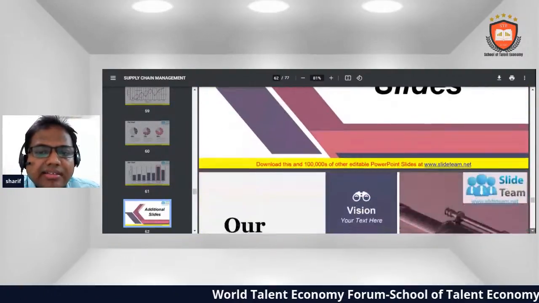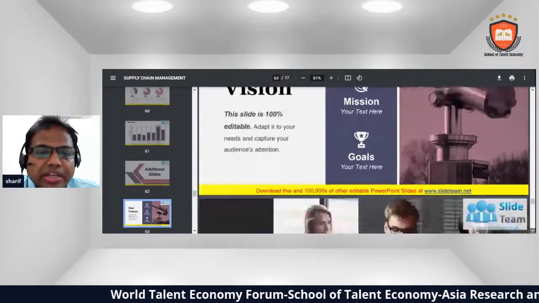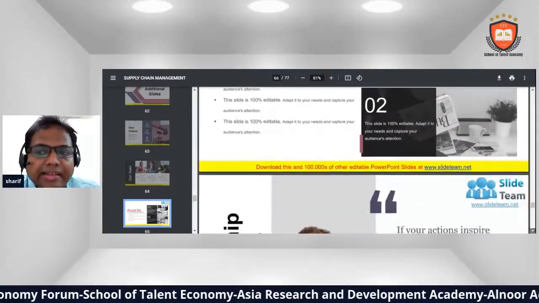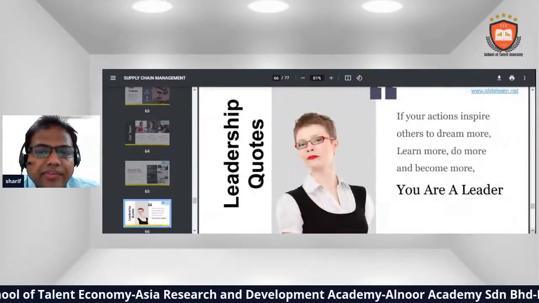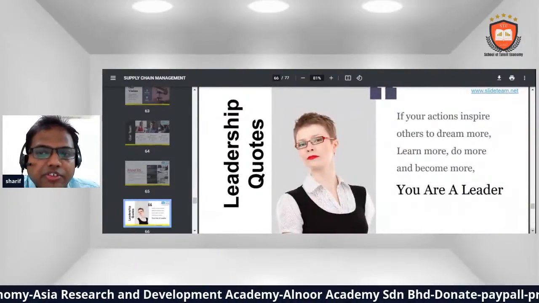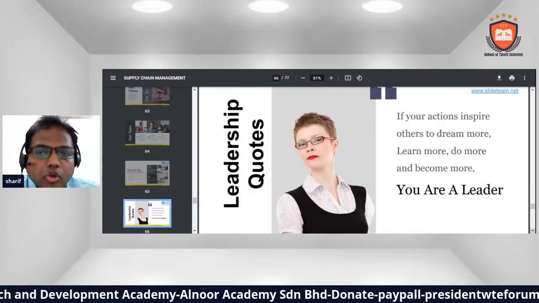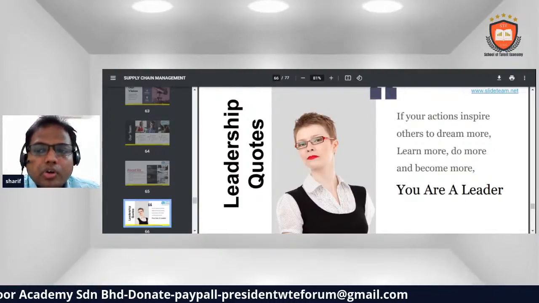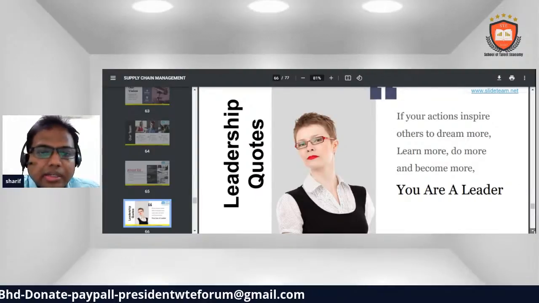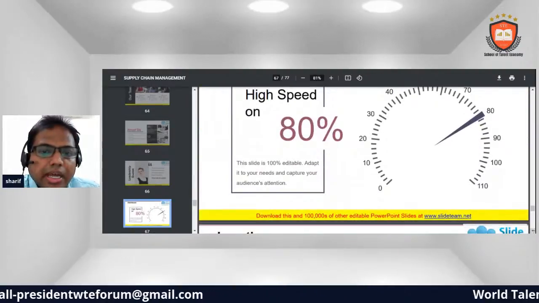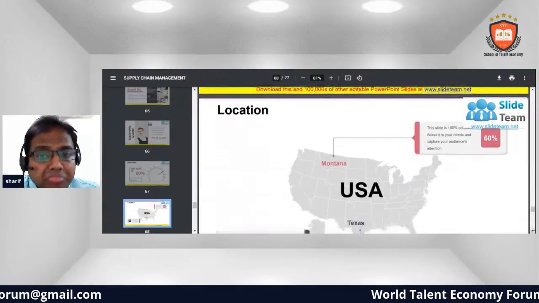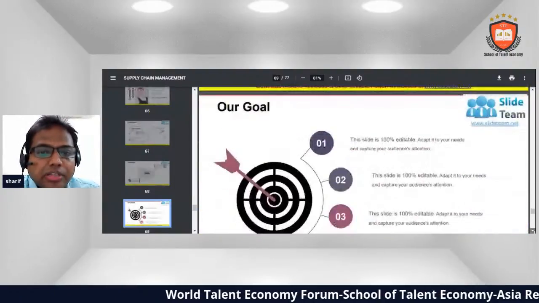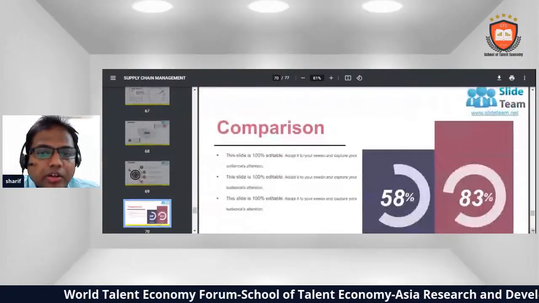In the additional slides, we can see that every company needs a specific vision and mission, and every company has some specific guidelines. With good leadership, if your actions inspire others to dream more, learn more, do more and become more, these are ultimately the objectives for getting more success. So we need quality leadership, and we have to know about locations and technologies, and figure out what our goal is for the next year.